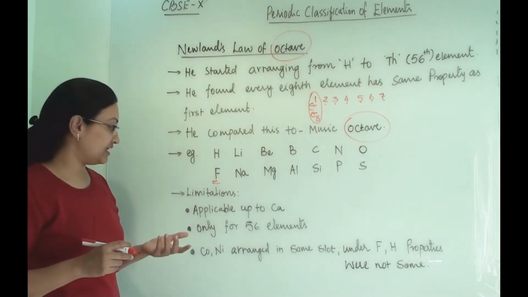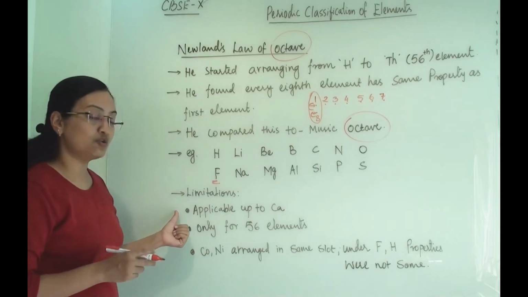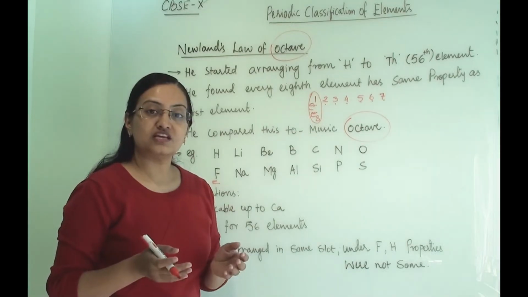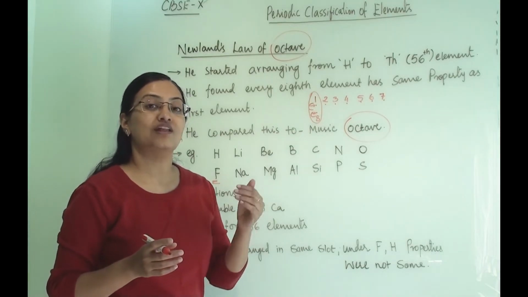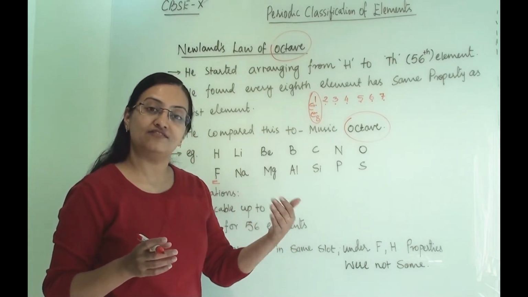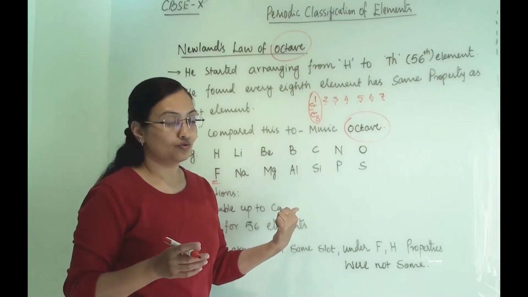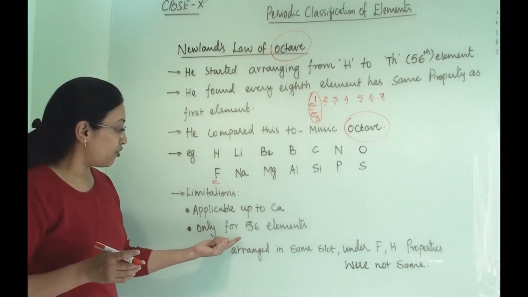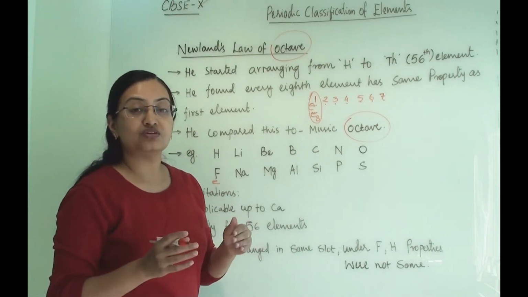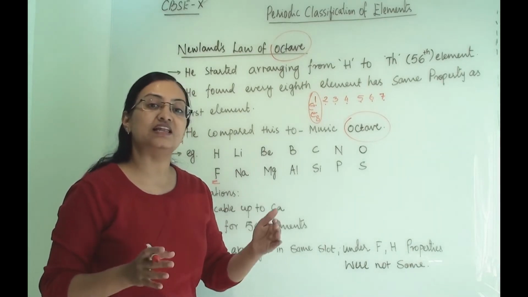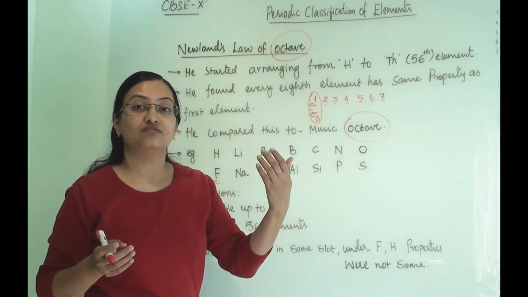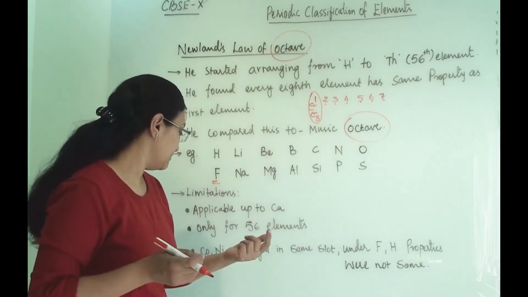Now what were the limitations of this law? This law was only applicable till calcium, and we can also say that this law held true for light elements, only up till calcium, and beyond that, for the heavier elements, this law did not hold true. Then, he arranged only 56 elements because he thought that only 56 elements were there. He did not keep any space for the elements which were about to be discovered in the future.